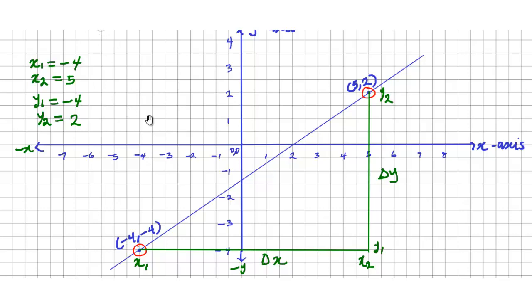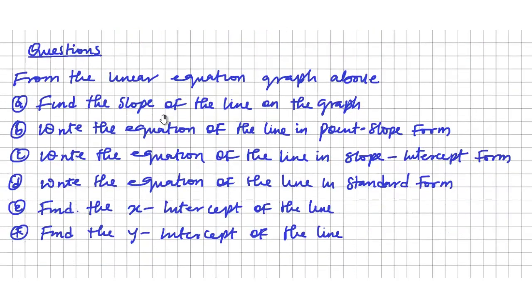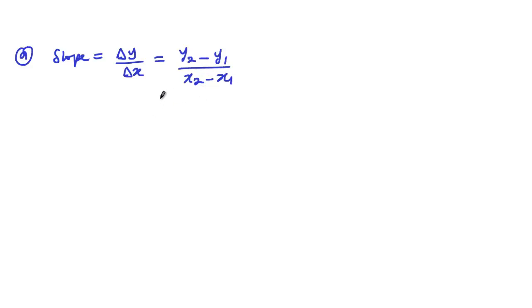So now let's go straight to question 1. Question 1 says find the slope of the line on the graph. So what is the slope of a line on the graph? To make this easy, let me remove the grid and make it plain. So the slope is equal to change in y over change in x, which is y2 minus y1 over x2 minus x1.